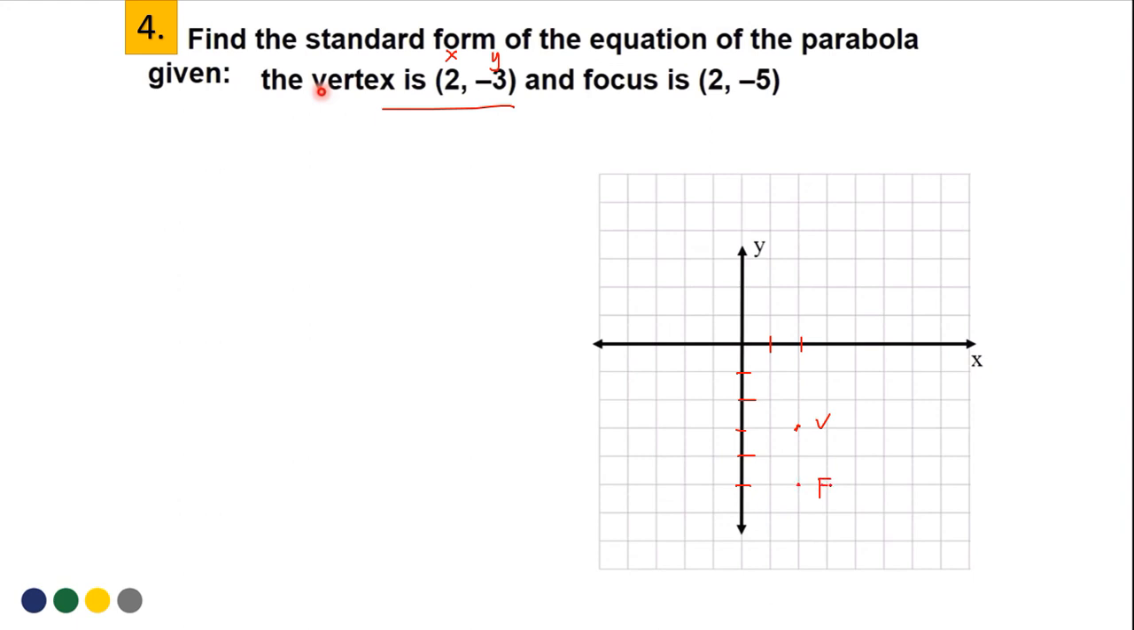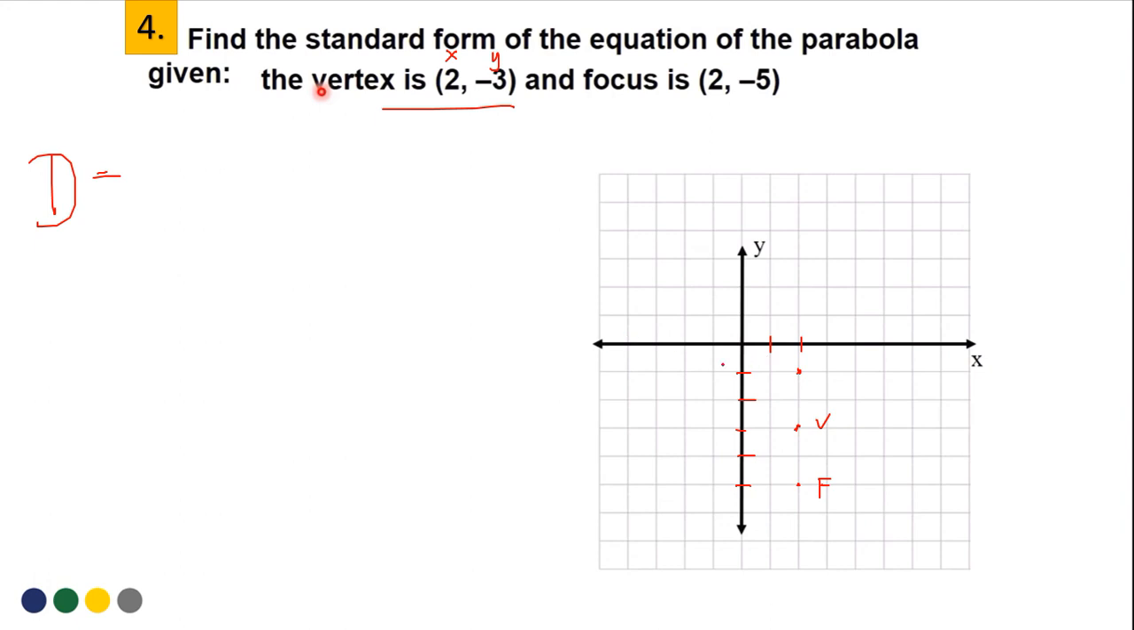Now, what is the directrix? If we already have the value of vertex and focus, what is the directrix? What is the ordered pair of directrix? Answer? 2, negative 1, sir. Very good. This is the directrix. So, (2, negative 1). Nandito yung kanyang location. Ang kanyang directrix.